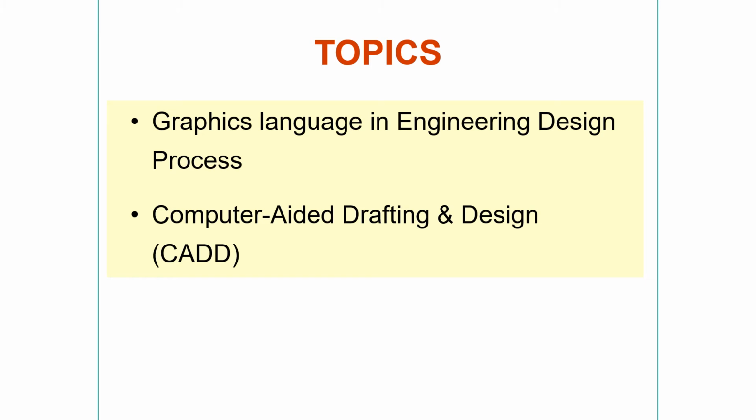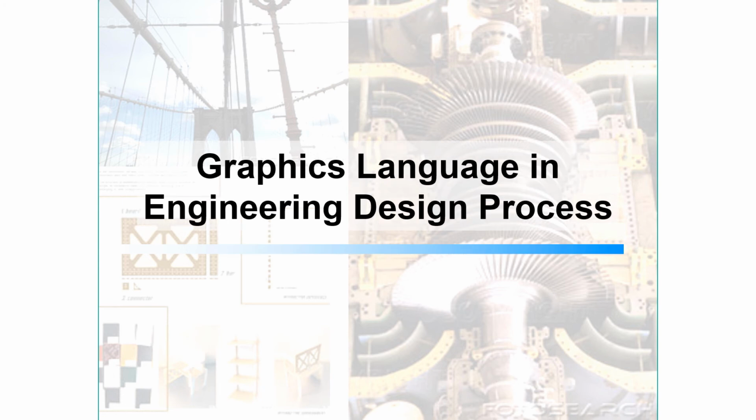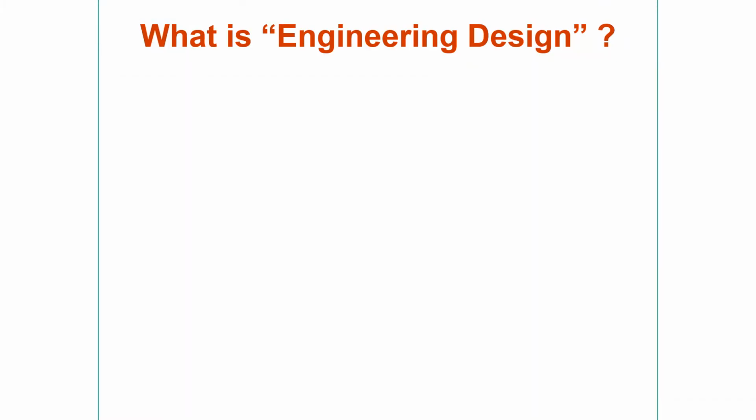Second, computer aided drafting and design, CAD. The common software used for CAD is AutoCAD from the company Autodesk. First part, graphics language in engineering drawing. Engineering design process. What is engineering design?